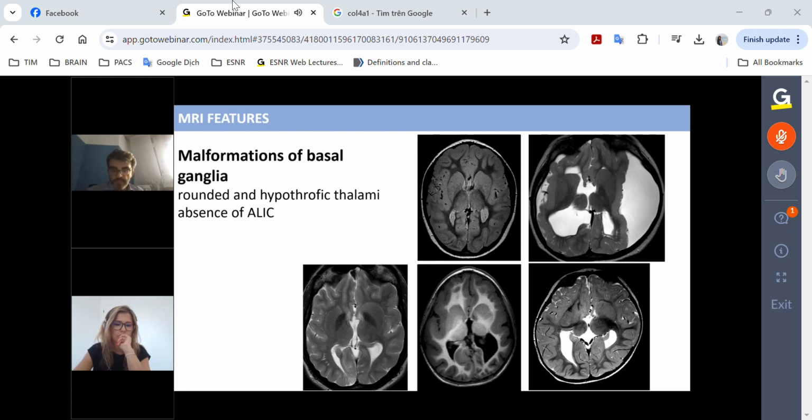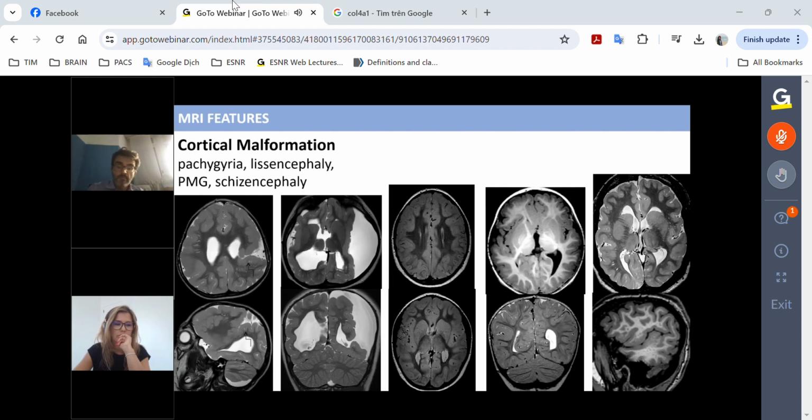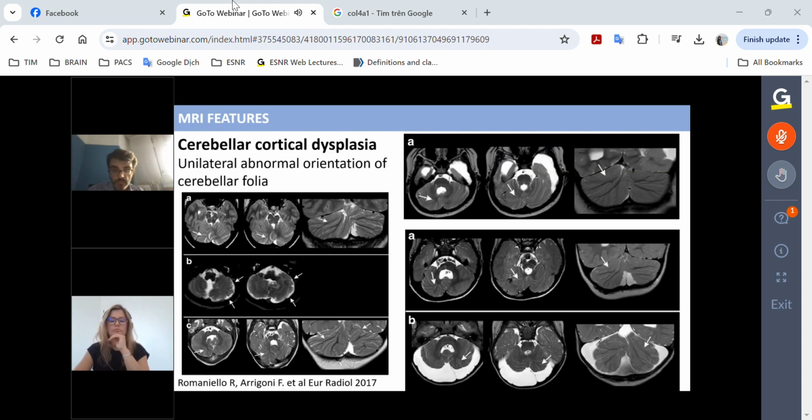Again, 5 different patients with a mutation in tubulin genes, and look at the absence of the anterior limb of the internal capsules and around the thalami. Then the cortical abnormalities, and again, many different patterns can be present. So schizencephaly, polymicrogyria, double cortex, dysgyria or heterotopia. So in the different patients we have, many different cortical abnormalities can be present.